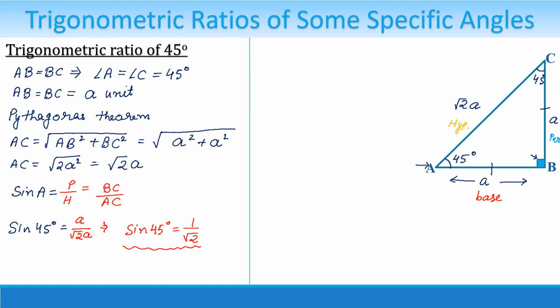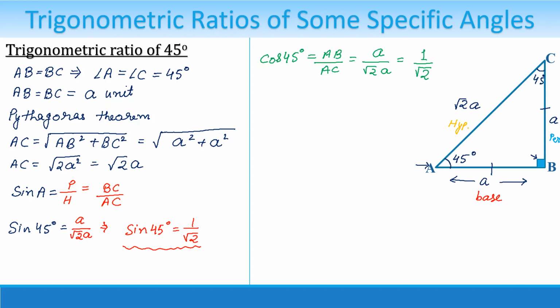In the same way, if you try to calculate the value of cos 45 degree, we know that cos theta is equal to base by hypotenuse. So it will be AB upon AC. AB is again of a unit, AC is of root 2 a unit. On further simplification, it gives the same value as that of sine, that is 1 by root 2.